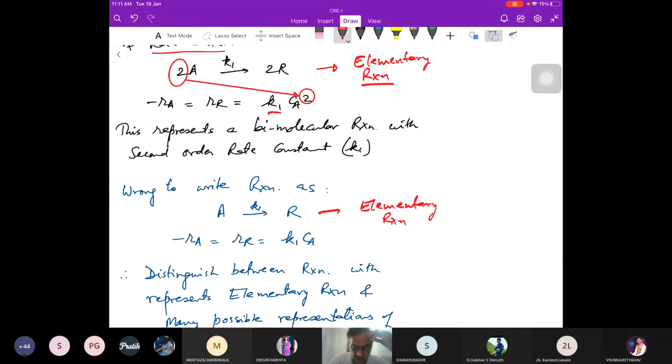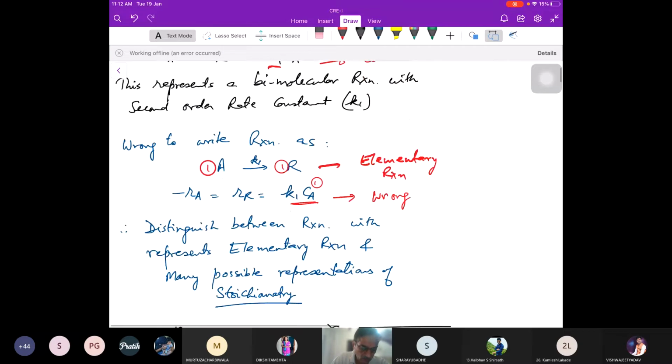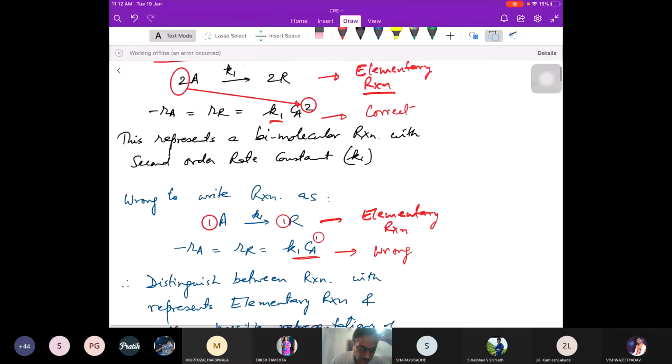overall reaction we can write this, but it will not be an elementary reaction. If we write this, then the rate equation becomes this, because the stoichiometric coefficient here is 1. So here we get 1, which is not right. So what we get in the rate equation here is correct. What we get here is wrong. Okay? Any questions on why we should not write this?